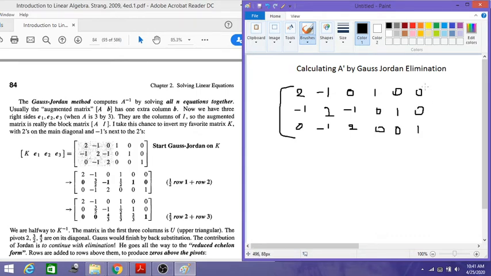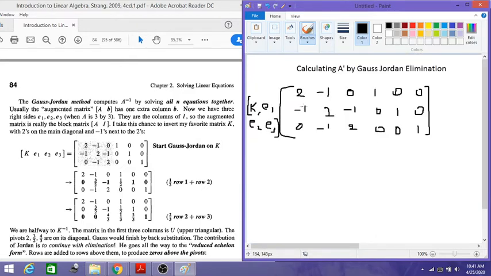So just understand this process, don't go into much of the theory. From this process, we will start our Gauss elimination process. Let us call this K. It means we have combined a K matrix with the columns. We call these E1, E2, and E3 columns, that is the identity matrix columns that we have added.